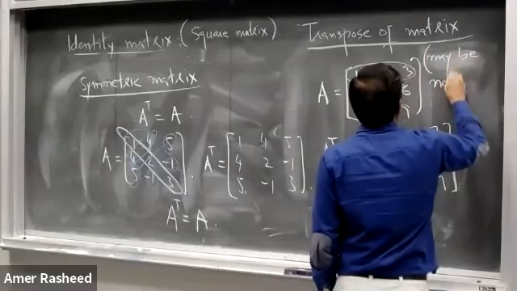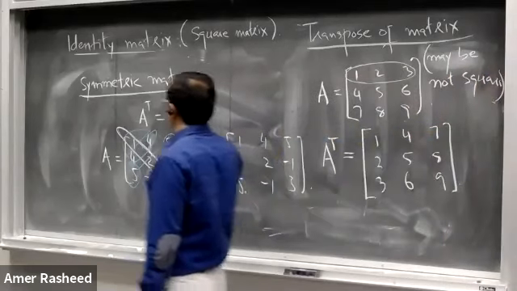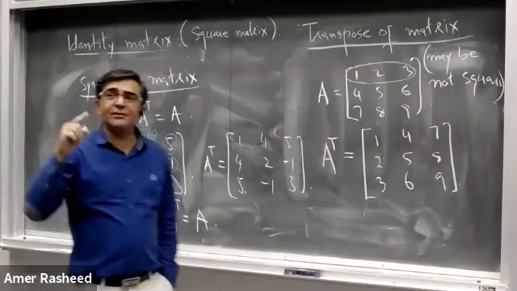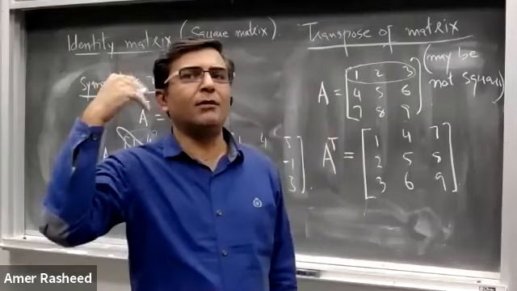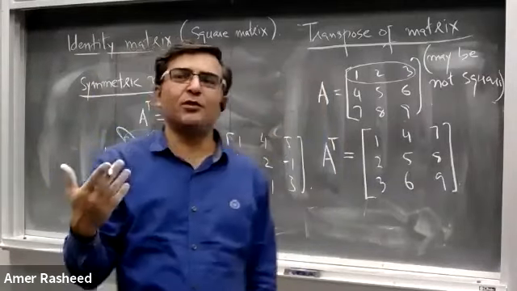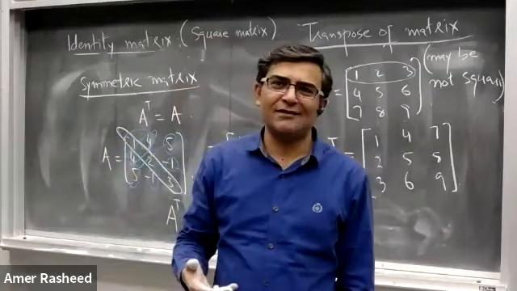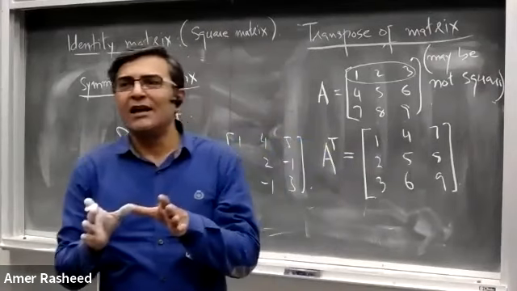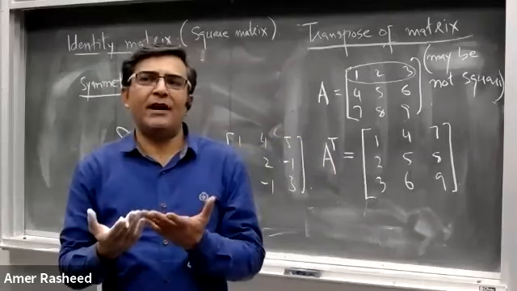It could be square, but for the symmetric matrix, the matrix should be square. I was thinking about the symmetric matrix while telling you about the transpose. That's why I thought it should also be a square matrix. If you are only interested in transpose, then the transpose can be taken of any non-square matrix as well.